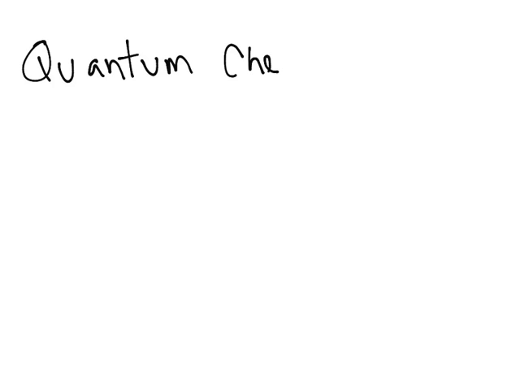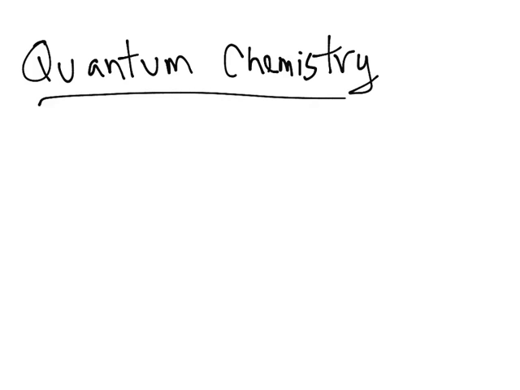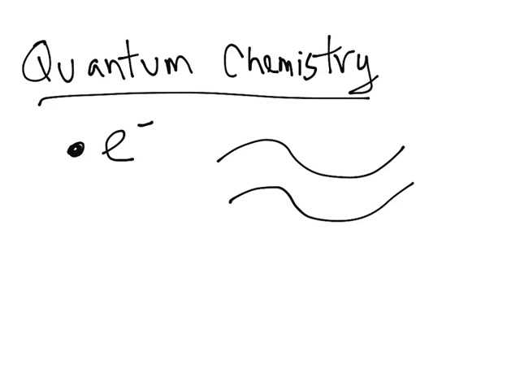In this video, I'll be introducing quantum chemistry. What is studied by quantum chemistry is that instead of considering the electron just as a particle, it's also considered as a wave. So waves of electron, like, for example, what happens to light.